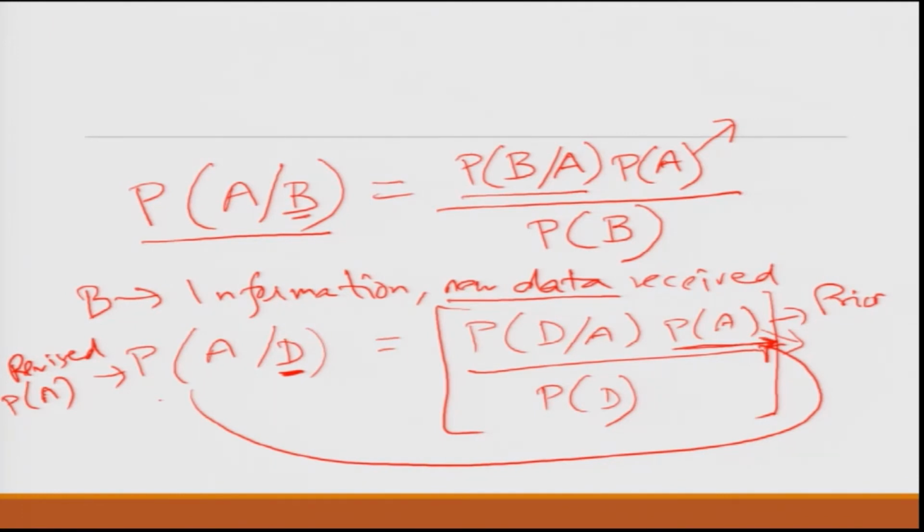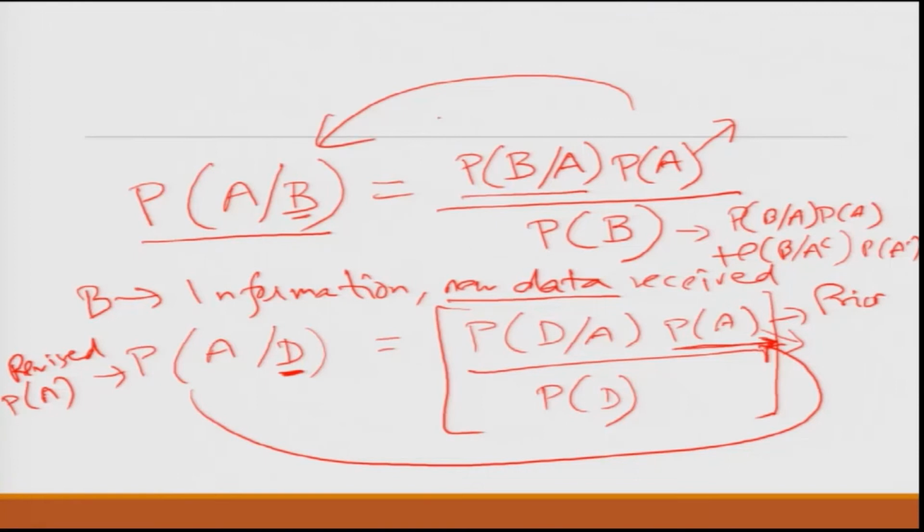Now, if you recall, this P(B) is actually probability of B given A into P(A) plus probability of B given that A complement into P(A complement). Now, in reality a lot of these calculations become complex, especially if there are multiple parameters. So, what you do is you make certain assumptions, simplify those calculations and then use this Bayes theorem.